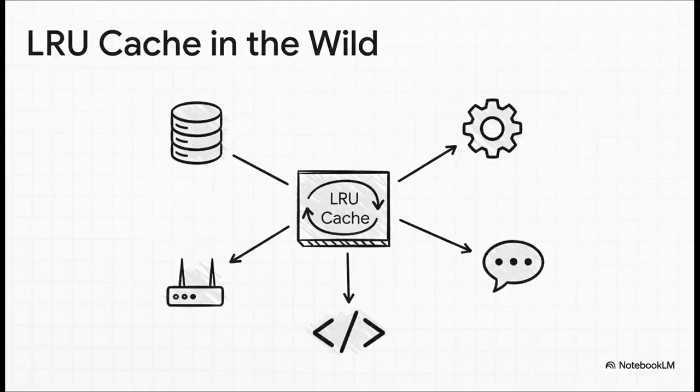And trust me, this is not just some academic exercise. This is running everywhere. Your database systems use it to make queries faster. Your computer's operating system uses it to manage memory. Even the text prediction on your phone, the thing that suggests the next word you're going to type, yep, that's often powered by an LRU cache, keeping the most likely words close at hand.